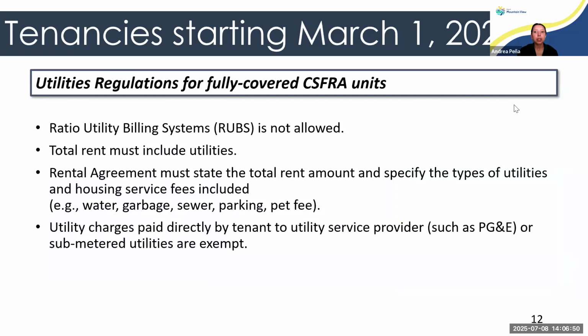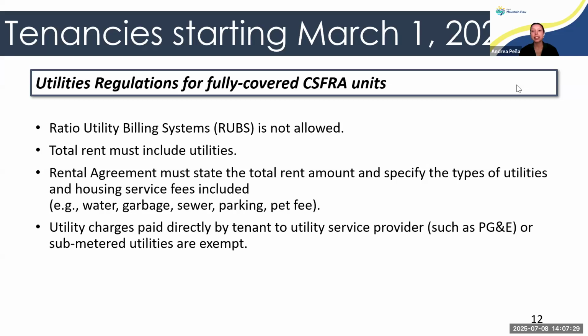You may have also heard there are some changes to the way utilities are addressed in the CSFRA. For tenancies that started March 1st, 2024 or after, there are some new utility regulations, and this only applies to fully covered CSFRA units. Those partially covered CSFRA units and those MHRSO, those mobile home covered units, this does not apply to. But for these fully covered CSFRA units, ratio utility billing system is no longer allowed.